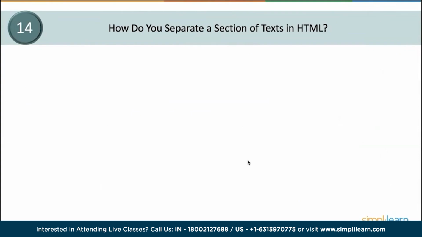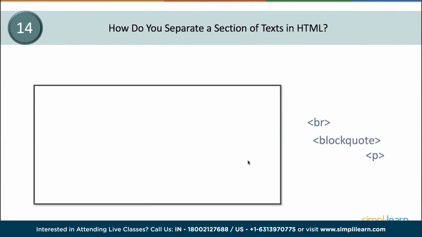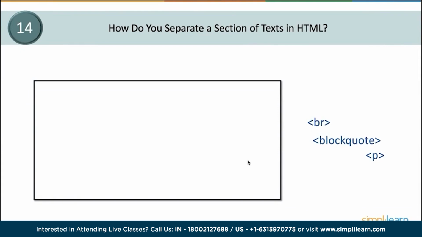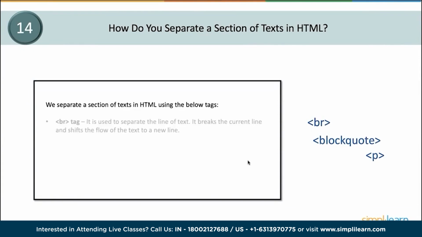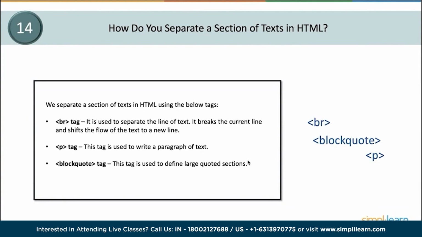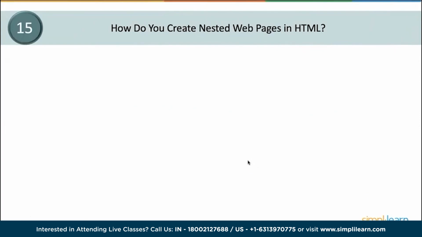Next, how do you separate a section of text in HTML? To separate sections of text in HTML, we always use what? Either BR, or else blockquote, or else a paragraph tag. BR separates out the text and breaks the current line. Paragraph is used to write a paragraph of text, and blockquote is used to define large quoted sections.